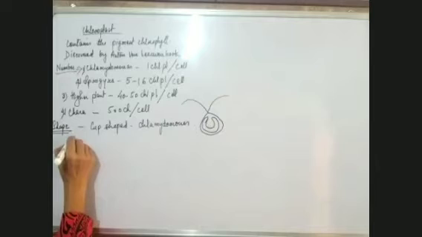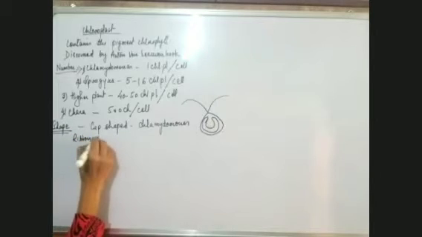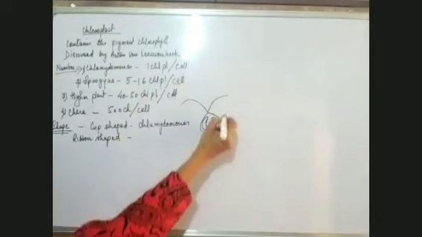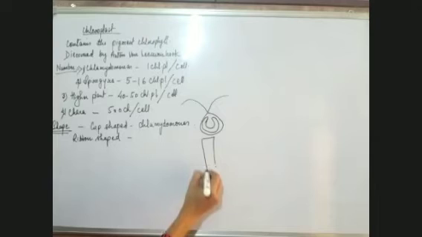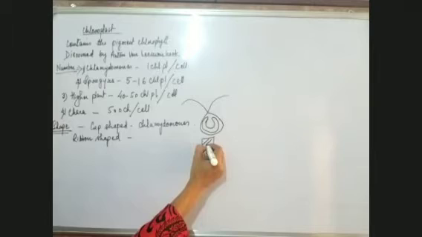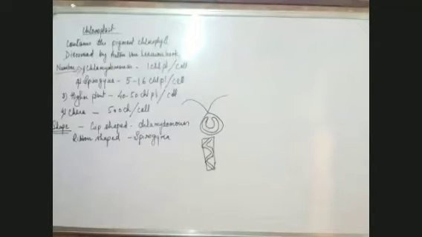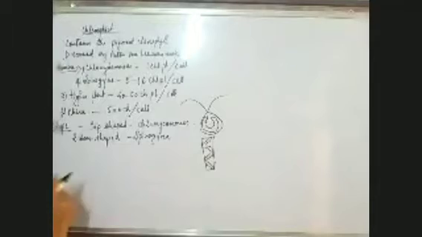Then we have ribbon-shaped chloroplast. I just showed you when I drew that diagram of Spirogyra, and I'm drawing a small one now to show you. This is the ribbon-shaped chloroplast. Besides this, we have girdle-shaped chloroplast, which is present in Ulothrix.